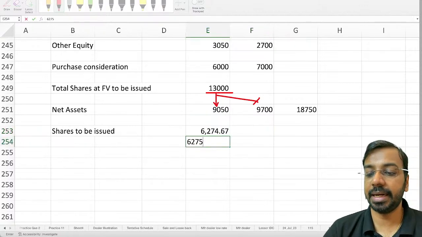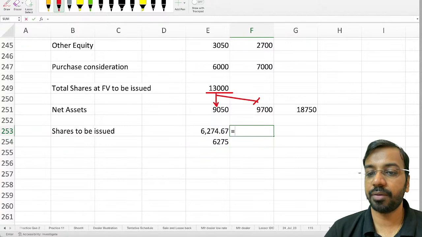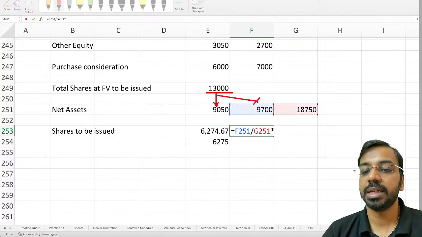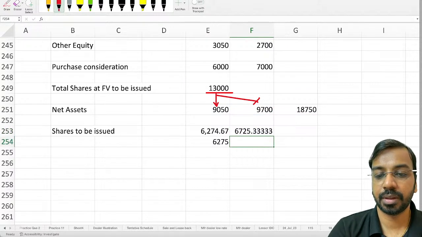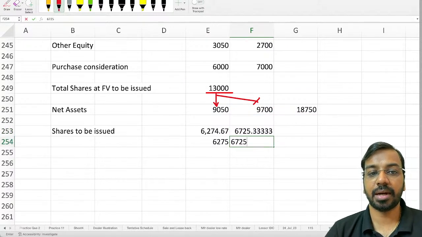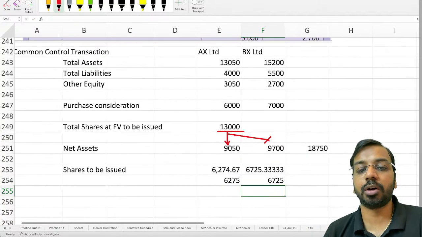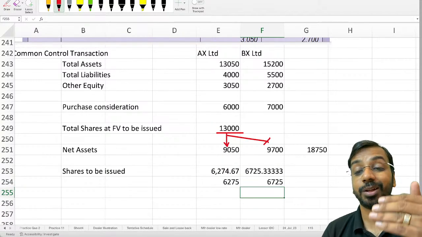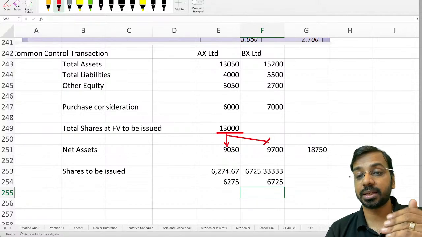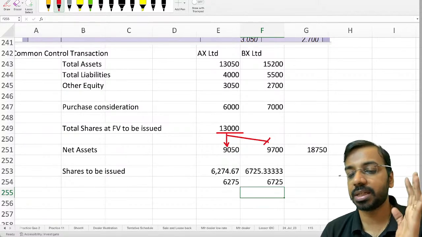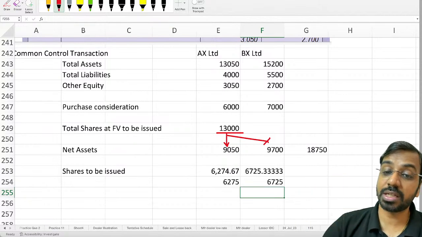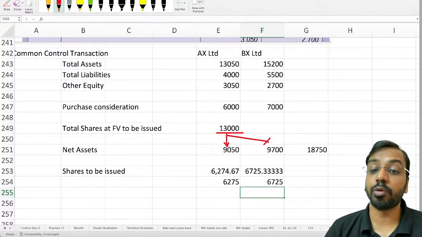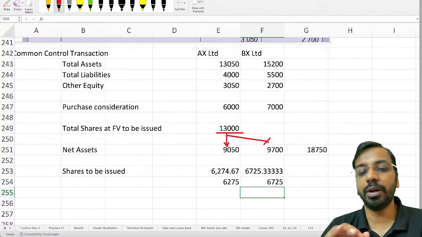And for the second entity, it will be 9,700 divided by 18,750 into 13,000. That gives me 6,725. So what you have done is, again, to understand better, when there is a common control transaction, the purchase consideration that will be issued will be the total assets minus total liabilities minus other equity. That will be the purchase consideration part. If the question gives us the purchase consideration, you will take the same amount. But if the question doesn't give us the purchase consideration, this is how you will calculate.